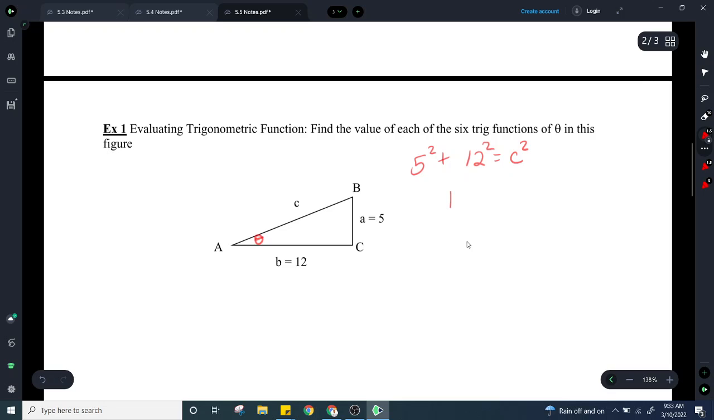And I'm going to forgo the details here. This is a Pythagorean triple. It's actually one we did in class yesterday. So C would be 13. So the hypotenuse here is 13.